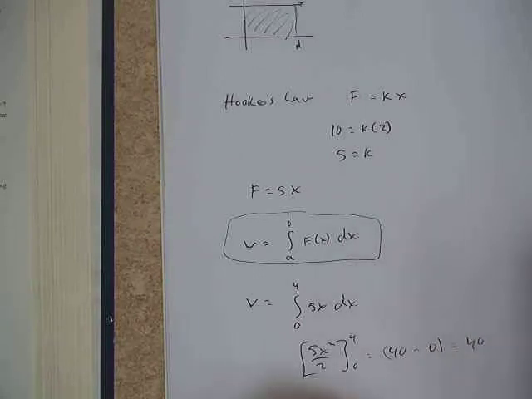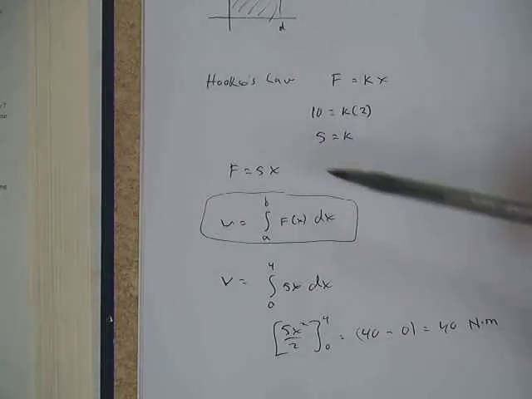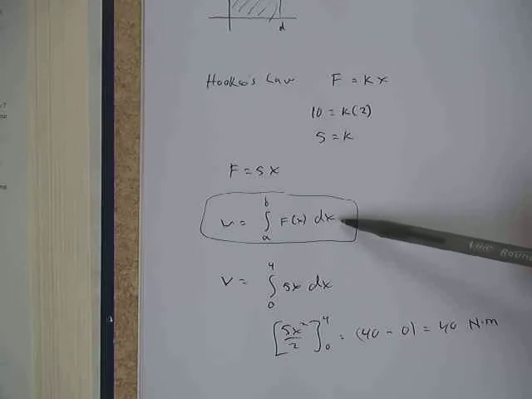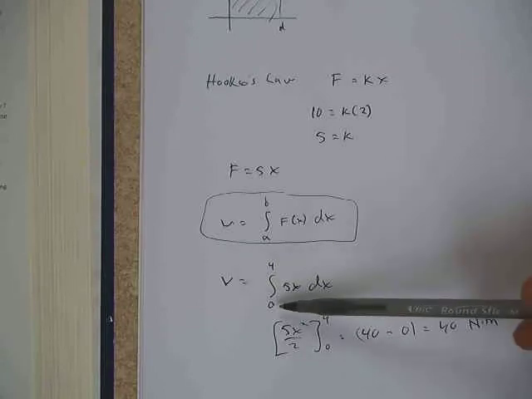And our force equation is 5x. If we integrate, we get 5x squared over 2 on 0 to 4. If we put a 4 in there, we get 80 over 2, so we get 40, minus 0 gives us 0. And so ultimately we get 40. Keep in mind the force is measured in newtons and the distance in meters, so our units here would be newton meters.